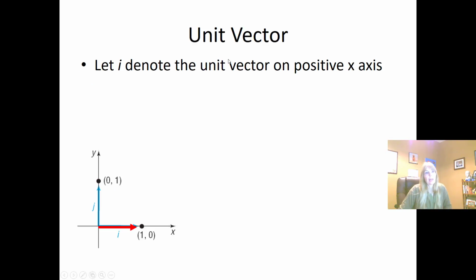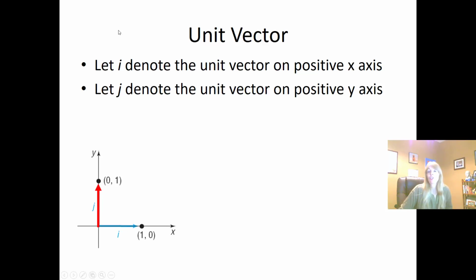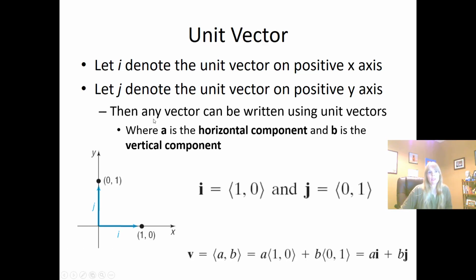All right, so then I have the unit vector. Remember we said last time the unit vector has length 1. So let i denote the unit vector on the positive x-axis, and let j denote the unit vector on the positive y-axis. Then, as you can see, I have my unit vector i, (1, 0), and my unit vector j, (0, 1). Any vector can be written using unit vectors, where a is the horizontal component.